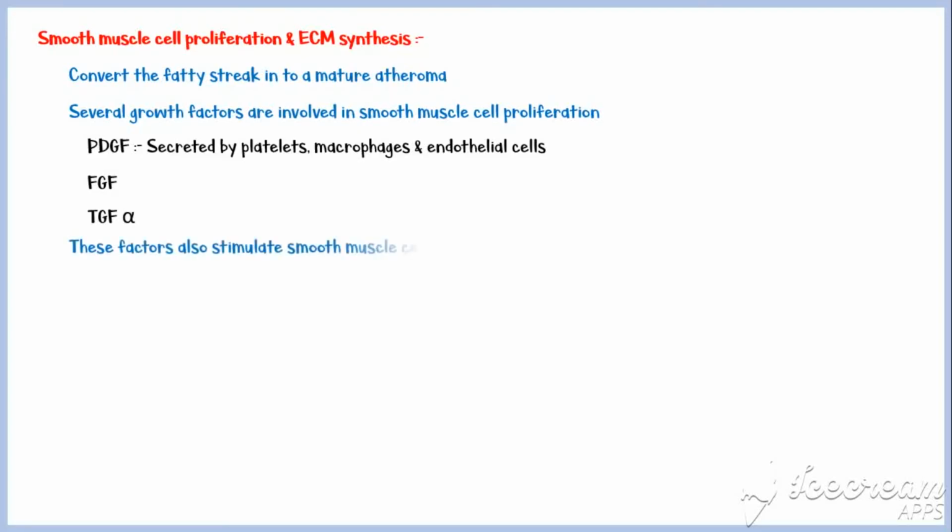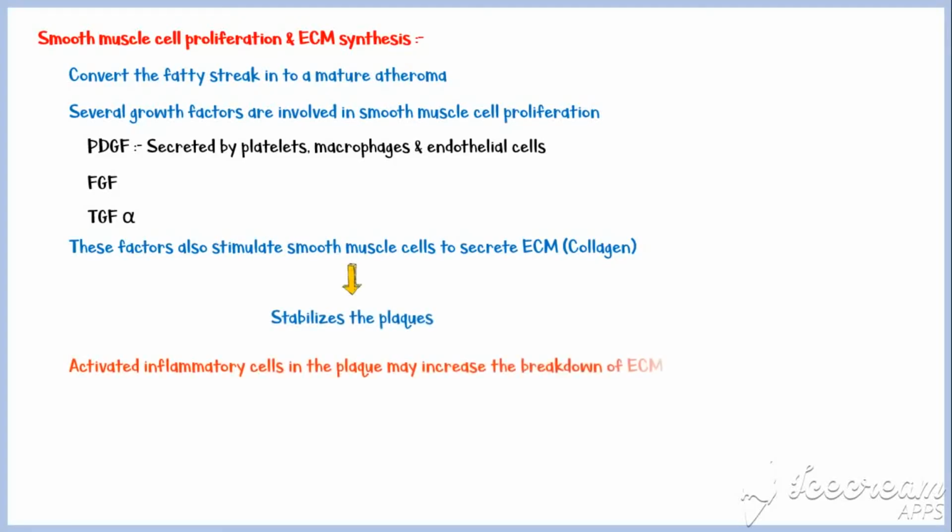These factors also stimulate smooth muscle cells to secrete extracellular matrix proteins, mainly collagen, which stabilizes the plaque. Conversely, activated inflammatory cells in the plaque may increase the breakdown of extracellular matrix, leading to unstable plaques. Now let's discuss a bit about the morphology of atherosclerotic plaques.